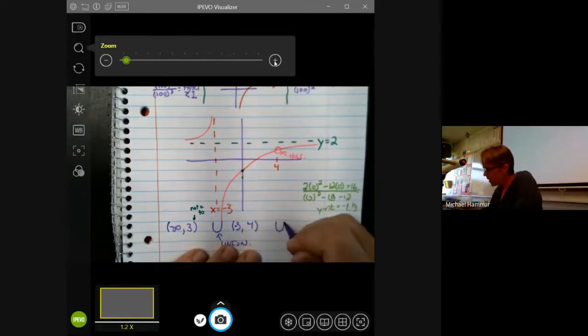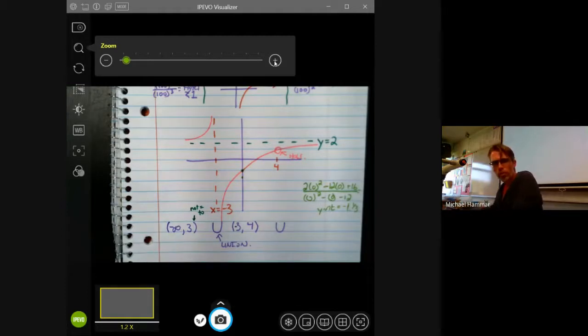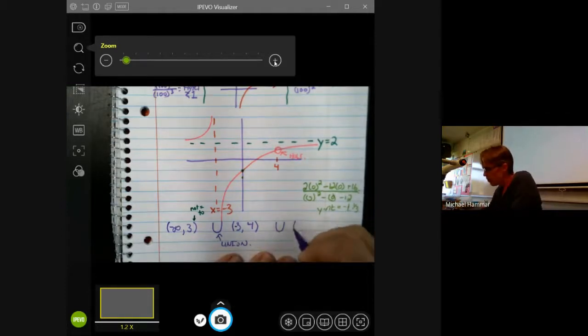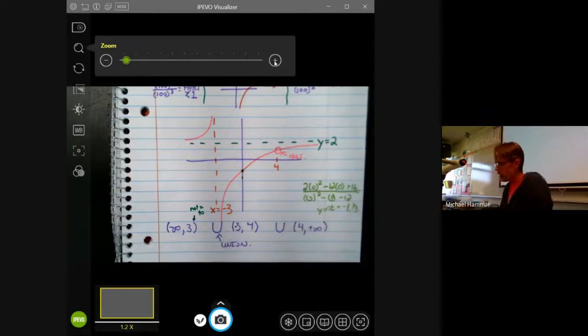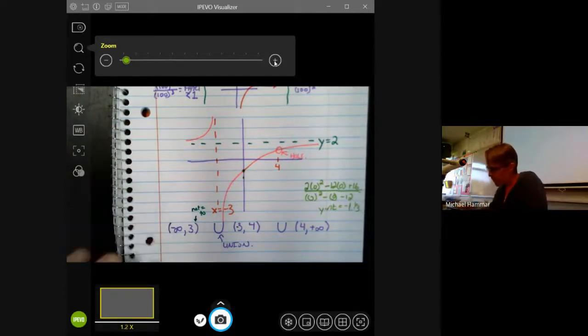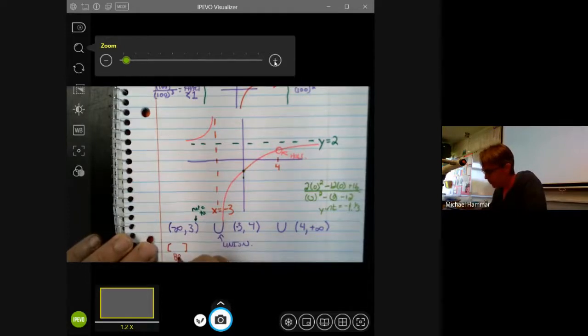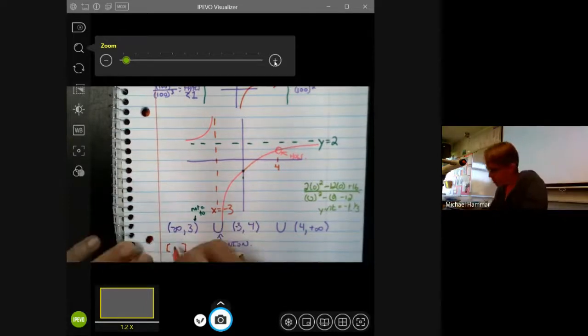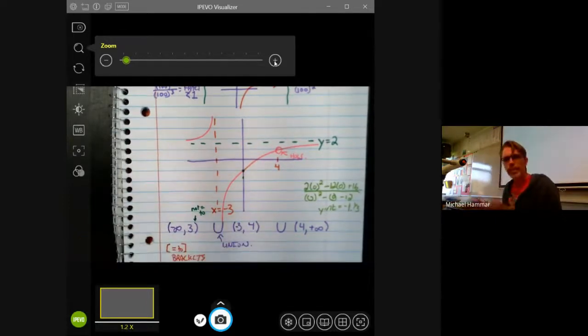And then we are going to connect that to the part that's at the end. So it's going to go from 4, and then it continues all the way on to infinity. So it's going to go to positive infinity. So remember, if it's not equal to, you use parentheses. And if it's equal to, we use brackets. Okay? So if it can equal 3, this means equal to. If it can equal one of those numbers, then we use a bracket on that side.